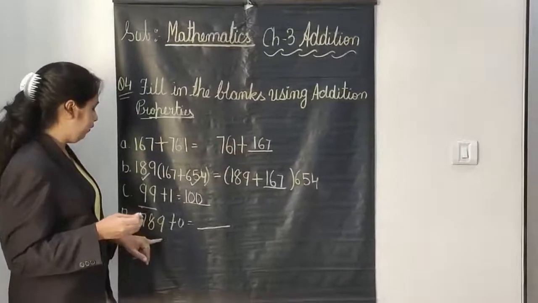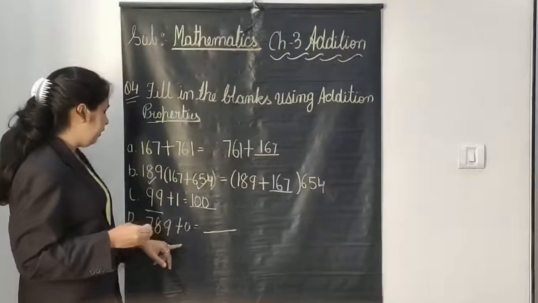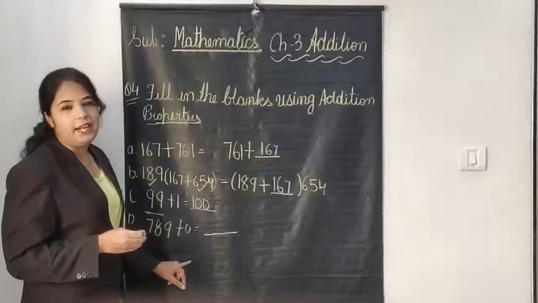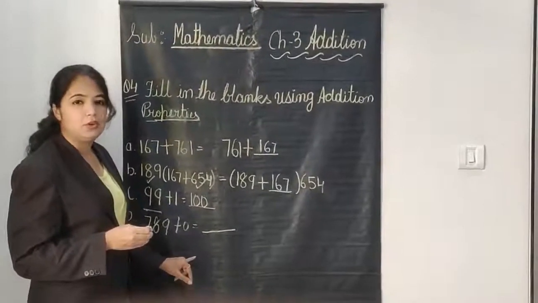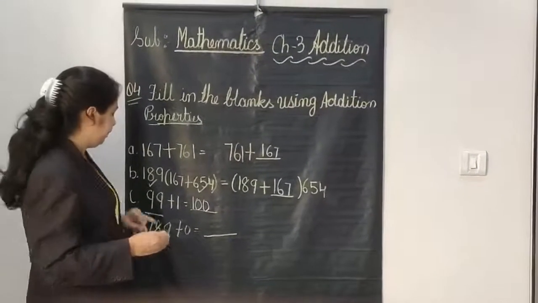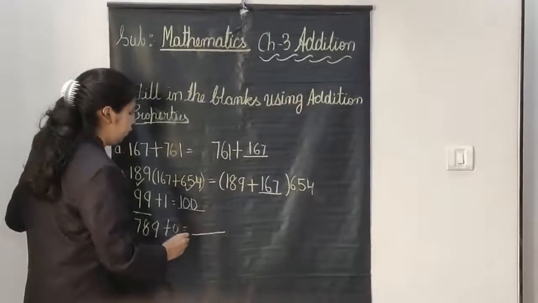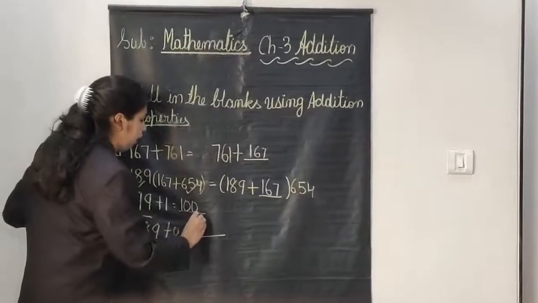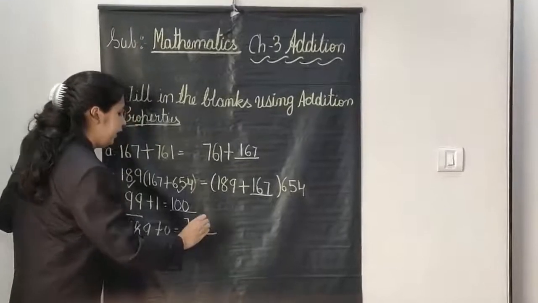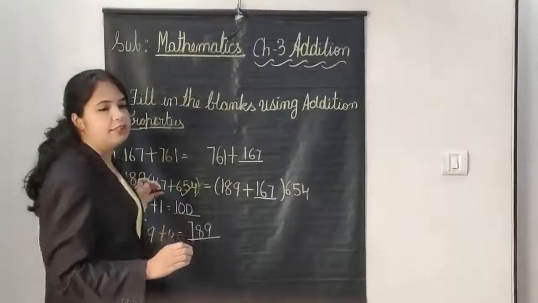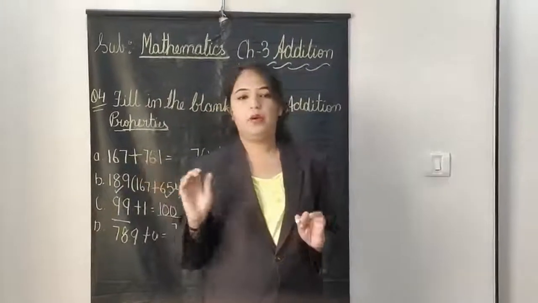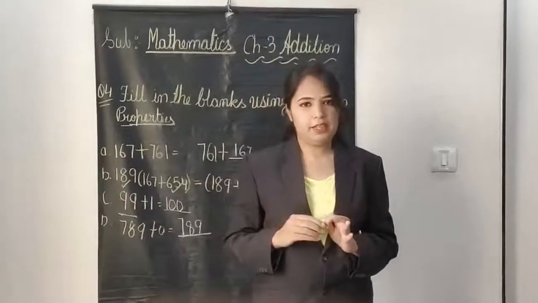Now moving forward to property number 4, which is 789 plus 0. Adding 0 to any number, the answer will be the number itself. 789 plus 0, so the answer is 789. Whenever you add 0 to any number, the answer is the number itself. So I hope now the concept of the properties is very clear.